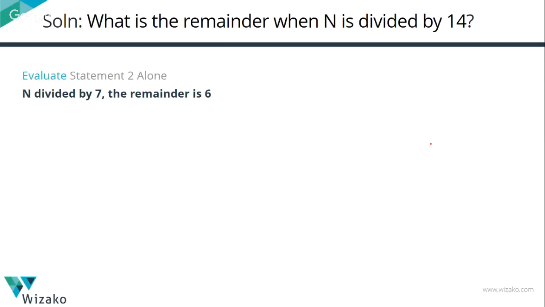N divided by 7, the remainder is 6. N by 7, let's take the quotient to be q. Remainder is equal to 6. That's what it says. Quickly, the standard framework, n is equal to 7q plus 6. Pretty similar to what we did in the last statement. N divided by 14, what is the remainder? 7q plus 6 divided by 14.